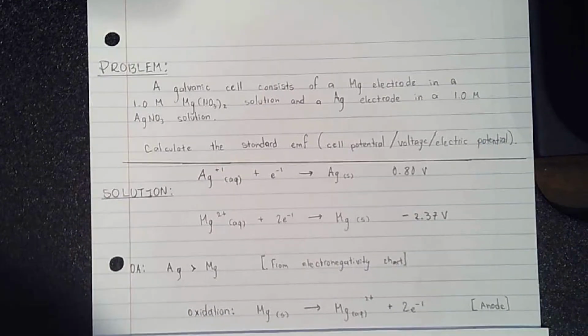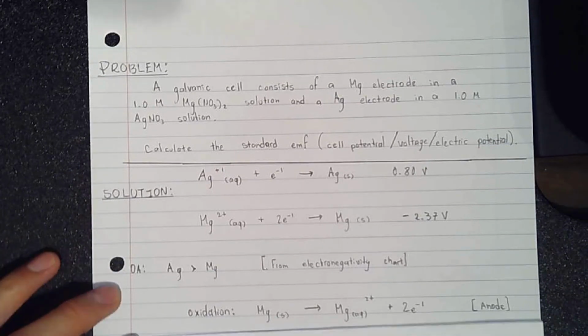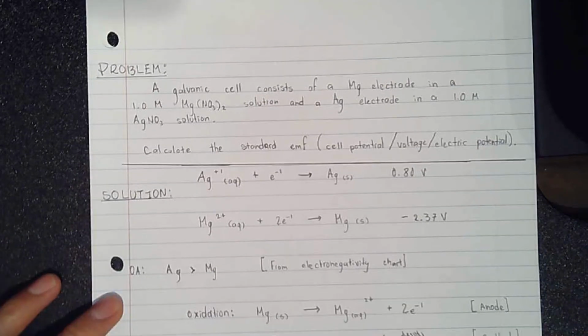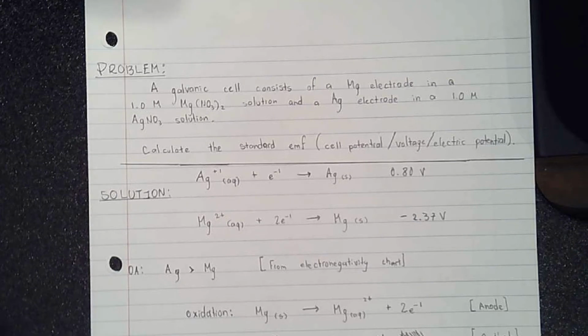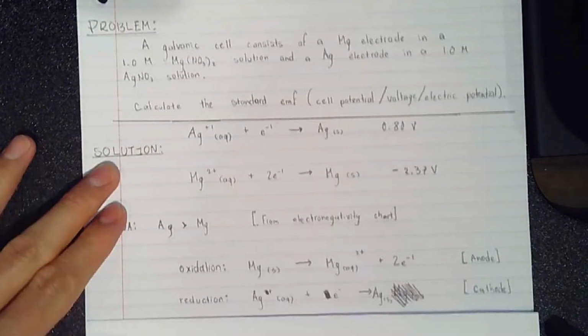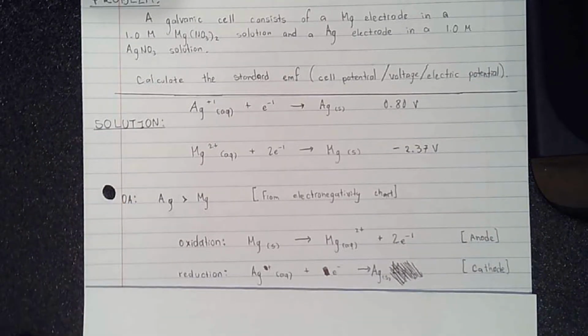Okay, so the half reaction for magnesium will become our anode since it's losing the electrons. That leaves our reduction to be from the silver. The silver will be gaining electrons, making this our cathode. I hope you can see that. Excellent.